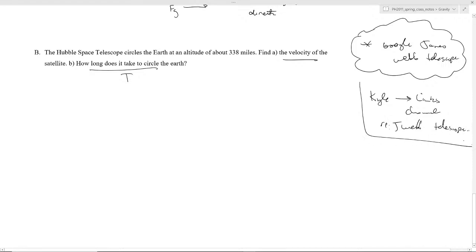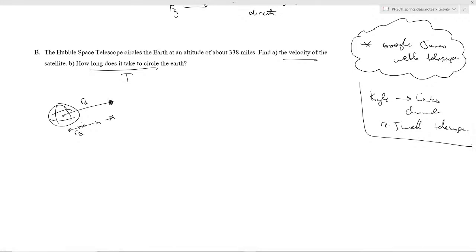Kind of bracket that for the moment. So this problem, we're talking about the Hubble Space Telescope. We've been talking about how it's often easier to break this up. So this would be the radius of the Hubble's orbit, and we often can break this into the radius of the Earth plus the height above the Earth.